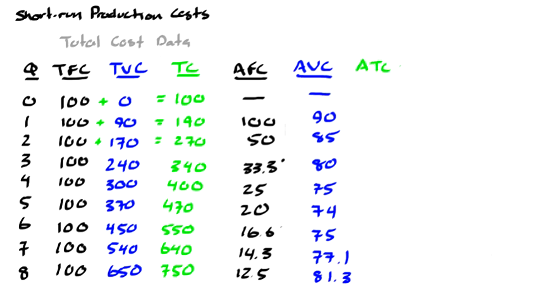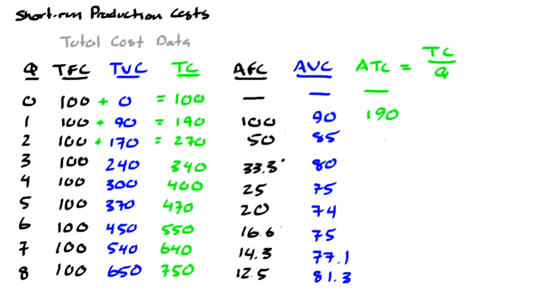Now, the next one we're interested in is average total cost. And average total cost equals total cost divided by Q. So we can go ahead and calculate that. Again, if we don't produce anything, there's no average total cost. If we produce 1 chair, our total cost is 190, and so our average total cost per chair is 190.